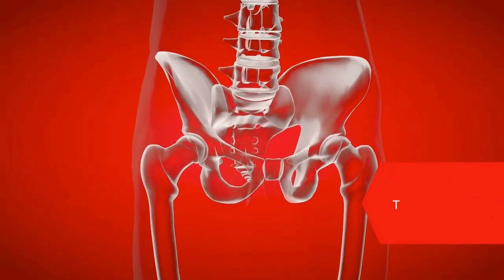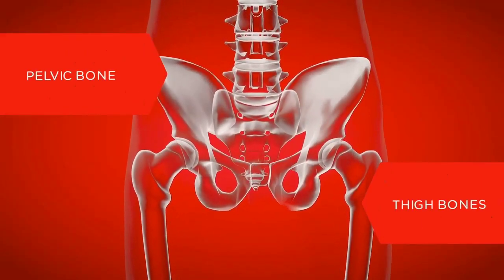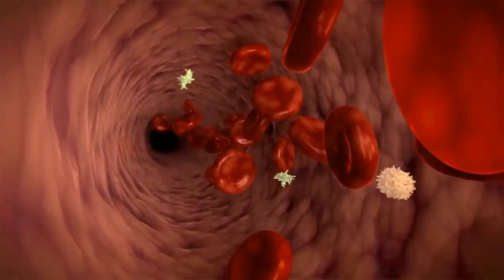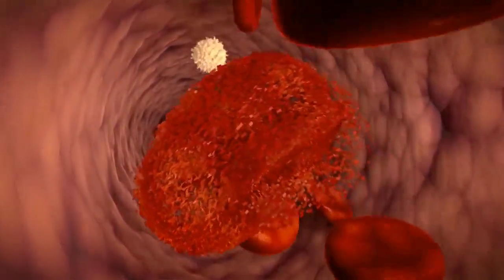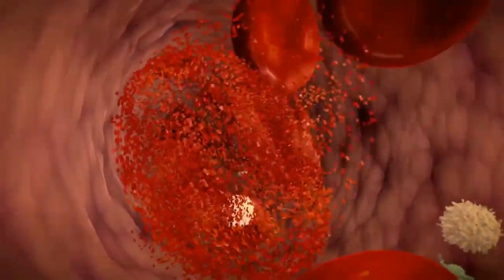In Hodgkin lymphoma, abnormal cells called Reed-Sternberg cells are present. NHL is more common and has many subtypes, each with different characteristics and behaviors.